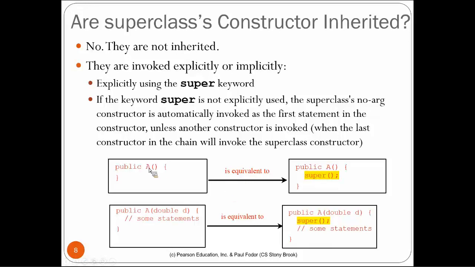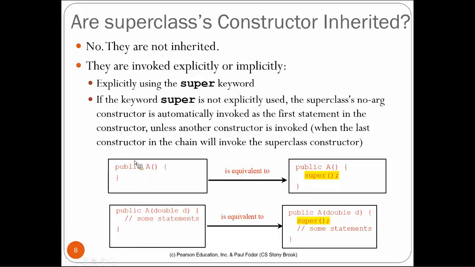So for instance, if we have a class A which extended some superclass B, it doesn't matter what it extends, one superclass. We can use explicitly the keyword super to invoke the superclass constructor, either the empty constructor or another constructor in the superclass. If the keyword super is not explicitly used, then the superclass no-argument constructor is automatically invoked as the first statement in the constructor, unless another constructor of the same class is invoked explicitly with the this keyword. Then the last constructor in the chain will actually invoke the superclass constructor.